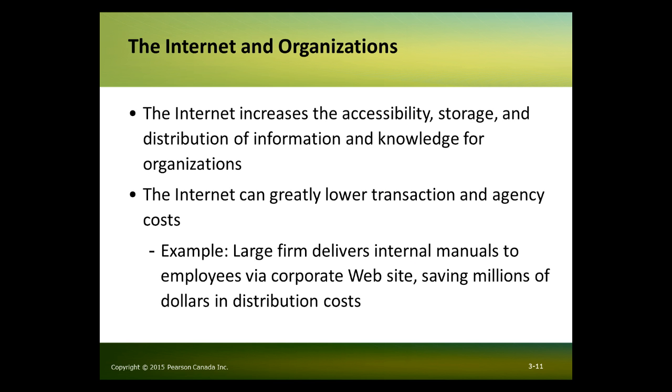So the internet then, if we take a technology like the internet, it's one of the many technologies that we could talk about. What does it do for an organization? Well, it increases accessibility and storage. For example, large firms deliver internal manuals to employees via corporate websites, saving millions in distribution and printing costs. So information is freely available to employees. All they have to do is log on to the company website, username, password, and they get everything they need to do their job. That's one example.